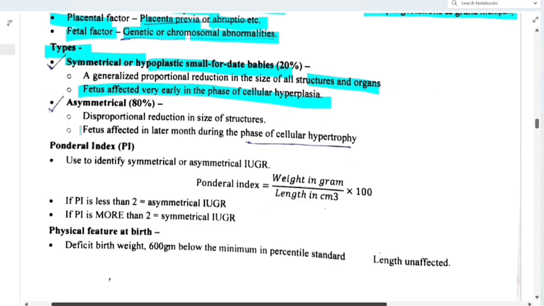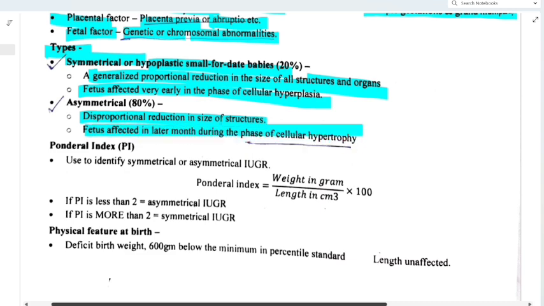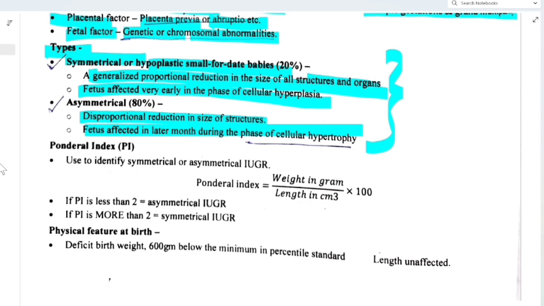Then what is that? Here disproportional reduction in size and structure. First one was generalized proportional reduction in size of all structures and organs. Now here the fetus is affected in later months during the phase of cellular hypertrophy. First one was because of cellular hyperplasia, and that is very early in the phase of pregnancy. But asymmetrical, that is later months, and because of cellular hypertrophy. If you compare, then only you will understand better. So you also study by comparing two different points.